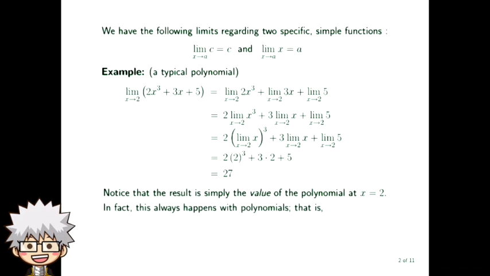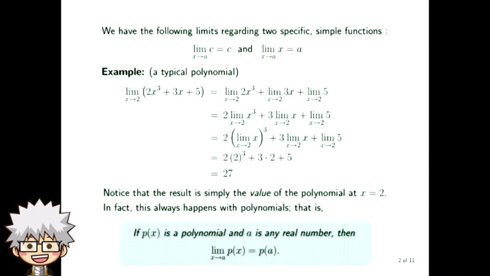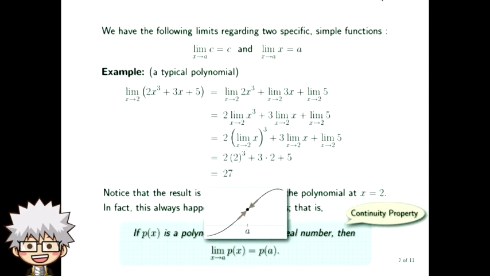That is, if p of x is a polynomial and a is any real number, then the limit as x approaches a of p of x is equal to p of a. That is, the limit as x approaches a is equal to the value at a. We refer to this as the continuity property of polynomials. We call this the continuity property because it actually does imply that the point a comma p of a as well as the behavior of the graph near that point are just as they should be in order for the graph to be continuous there. We'll have a lot more to say about continuity in general in a later lecture.